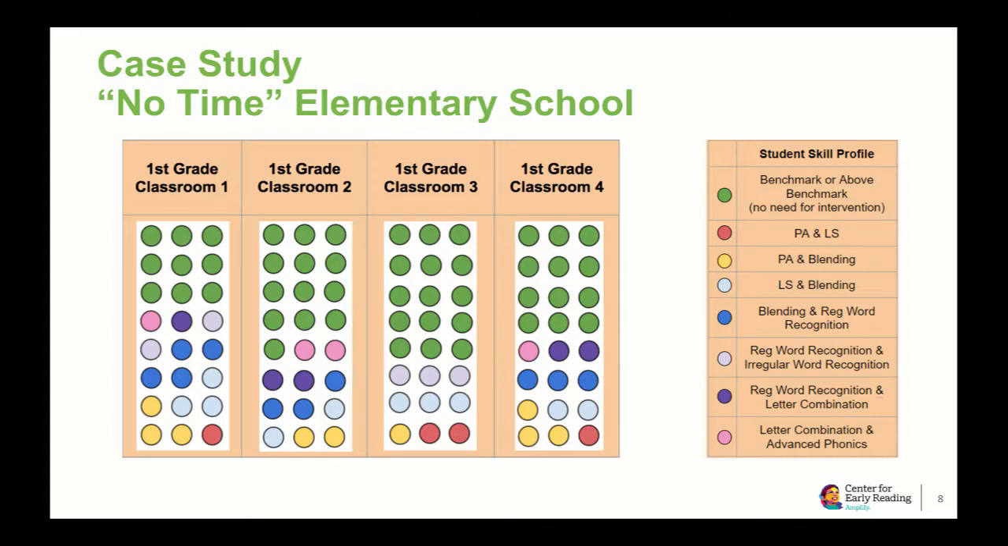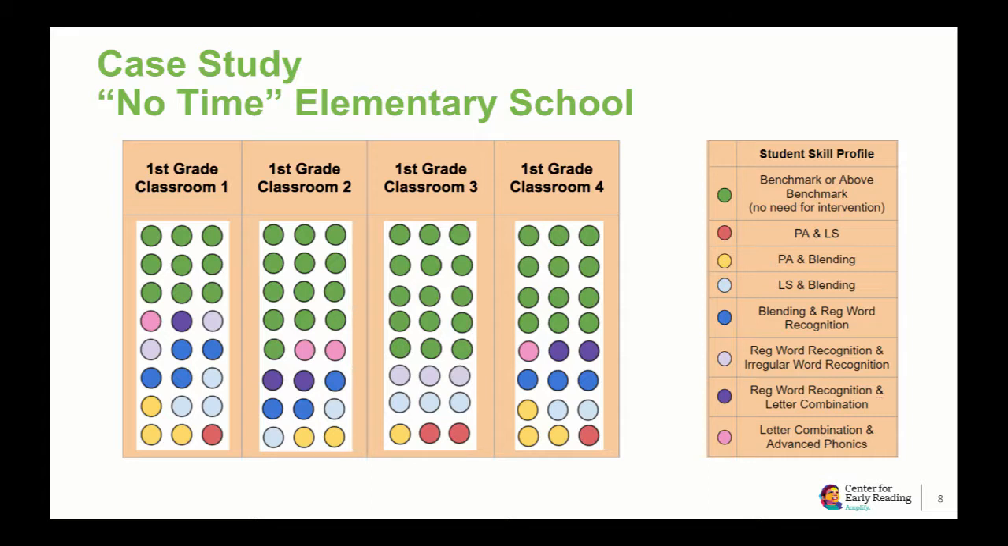Let's take classroom 1. There are 9 students who do not need intervention, and 15 students who are in need of intervention. No Time Elementary School is a high-need school. Out of these 15 students who need intervention, 1 student needs phonological awareness and letter sound. That's the red dot. 3 students need phonological awareness and blending. Those are the 3 yellow dots. 3 students need letter sound and blending. Those are the 3 light blue dots. 4 students need blending and regular word recognition, the 4 dark blue dots. 2 students need regular word recognition and irregular word recognition, the 2 light purple dots. 1 student needs regular word recognition and letter combination, the dark purple dot, and 1 student needs letter combination and advanced phonics. That's the 1 pink dot.